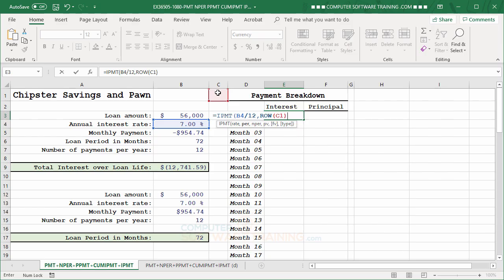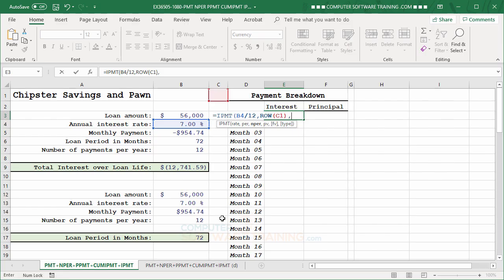So if I go with ROW of C1, that will give me the number 1 for period 1. When I go to copy this down, the C1 will change to C2, and what row is C2 on? The number 2, and so on and so forth. So that's how I'm able to get that number in there and to get it to change as I copy it. So we're going to put a comma after that. That was, in essence, us putting in the number 1.